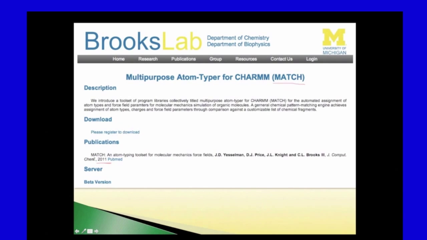And there was a paper published subsequent to 2011 where Charlie's group did a series of analyses of how good their auto parameter generation works by looking at things like solvation free energies, pKa formation, stuff like this.